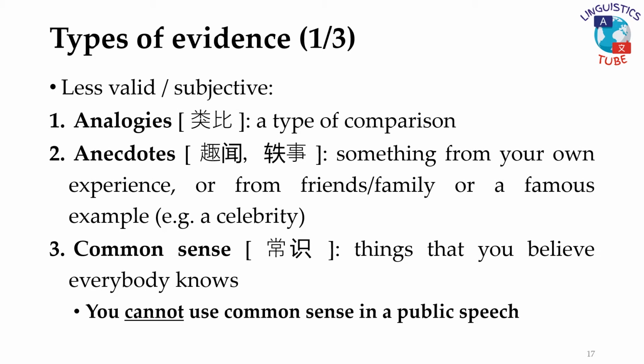There are three types of less valid evidence. Firstly, analogies, which are a specific type of comparison. Understanding how to use these effectively requires some explanation, so we will learn more about them later in this episode.